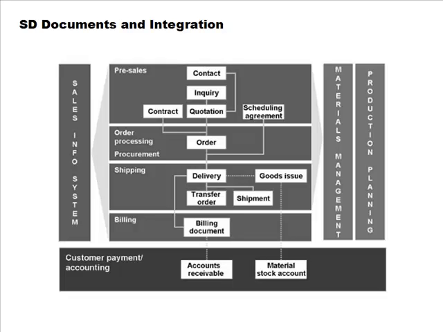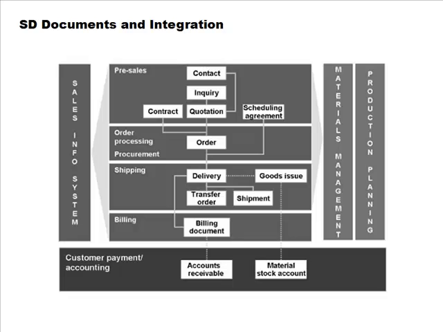And then, of course, along with this, there's the goods issue activity that is taking place from the warehouse. And that has an impact on financial accounting, changing the material stock account. And then once this is done, we go to the billing process, which is to bill the customer. And again, that has an impact in accounting for accounts receivable.